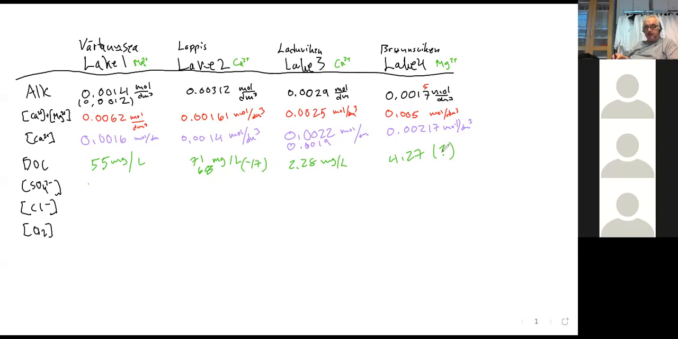Anyone else with the sulfate ions? Either weight of barium sulfate or concentration? We had 27 milligrams per liter of sulfate for Lake 2. I think for Lake 3. Oh, sorry. So Lake 2 is wrong. It's Lake 3. Anyone else?